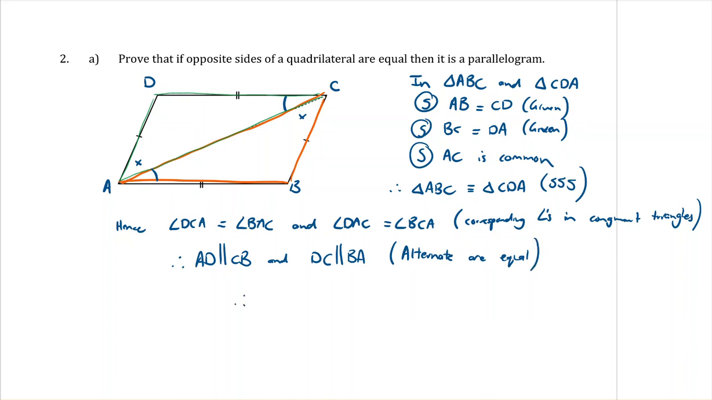And I can say, therefore, ABCD, which is the name of that quadrilateral up there, is a parallelogram. Because I've shown that the opposite sides are parallel.